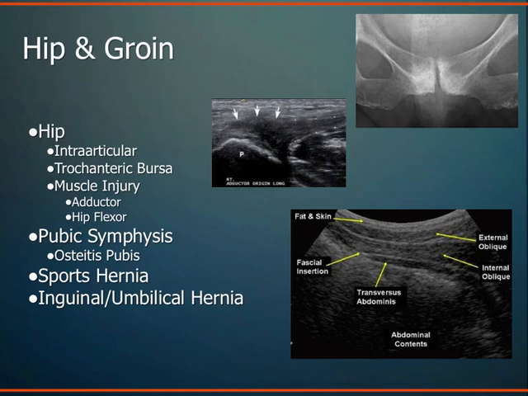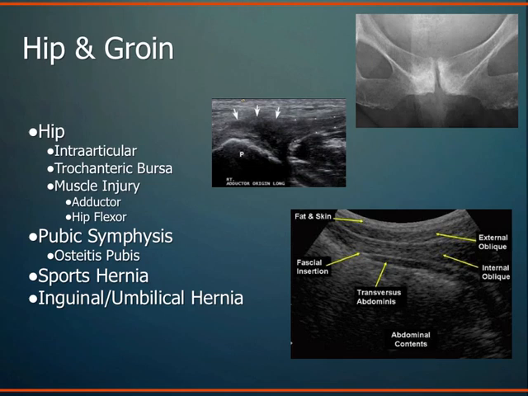The hip and groin is another area where ultrasound is being used more and more, especially in the sports arena, for intra-articular injections, again avoiding fluoroscopy and radiation exposure. The more superficial diagnoses, like trochanteric bursitis, which is one of the most common hip complaints that I see in the clinic.